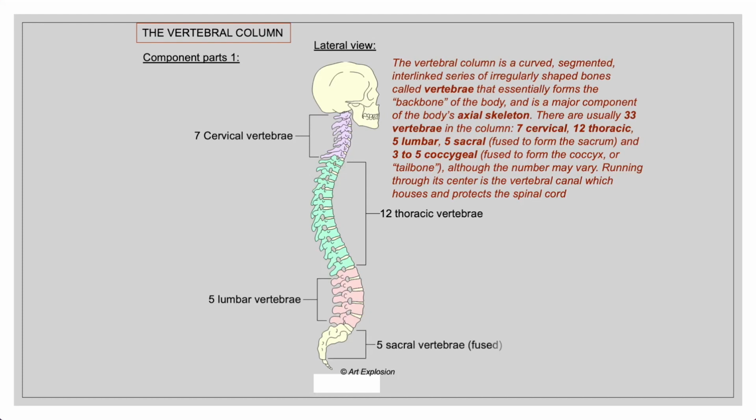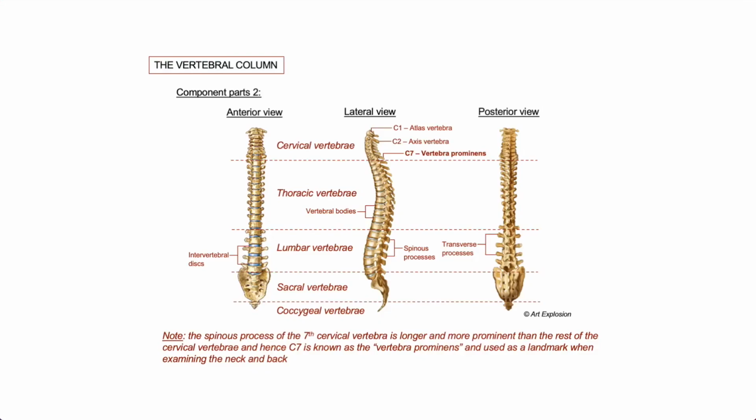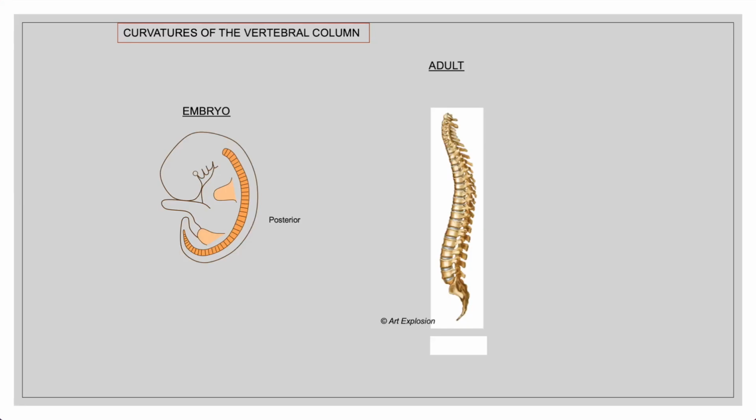And the lower segment is the sacral vertebrae. They are 5 vertebrae. They fuse together. And the lowermost segment is the coccygeal vertebrae. Are we good with that? Now, we can see from the different views how these vertebrae will be visible to you. Look at it.